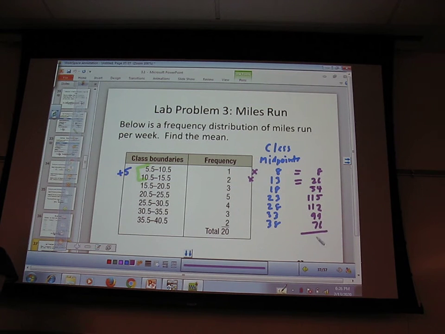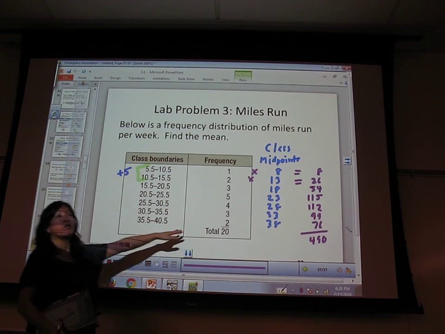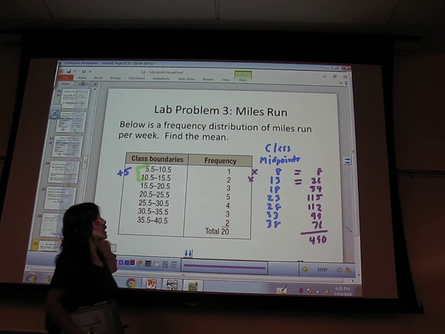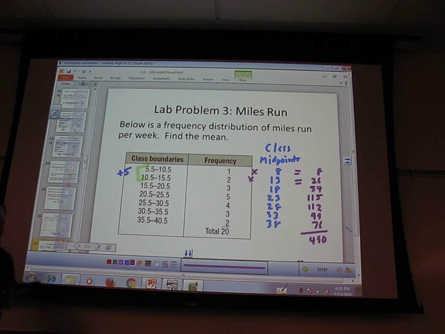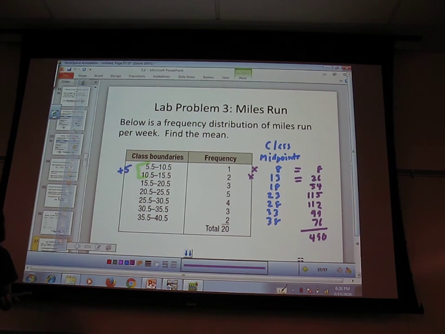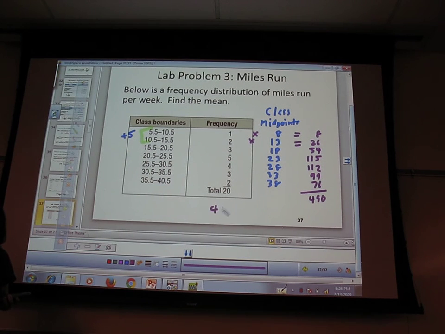What did you guys get when you added them up? 490. 490. Great. And then divide by your total frequency, right? Because that's what we're looking for. So 490 divided by 20, and you got 24.5. Yes? Yes. Great.